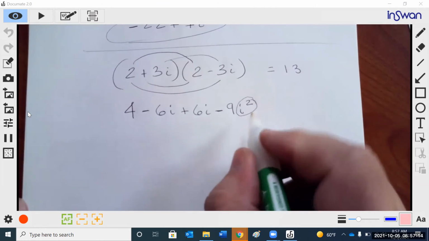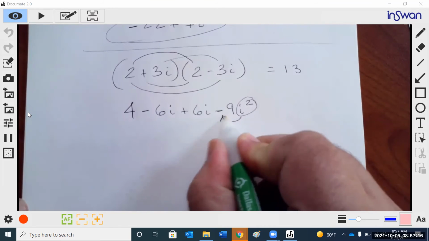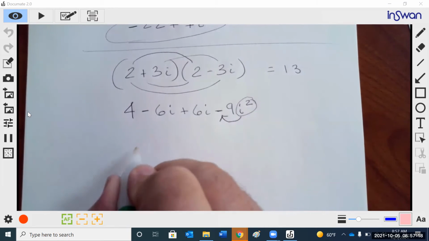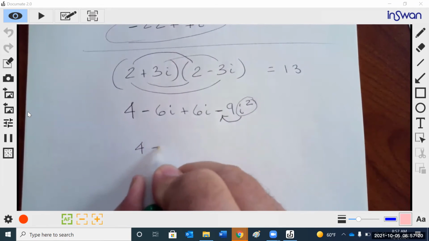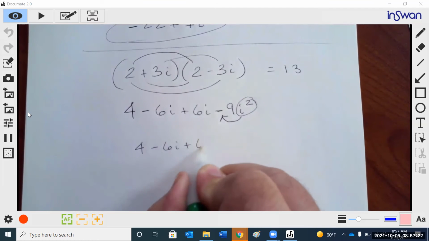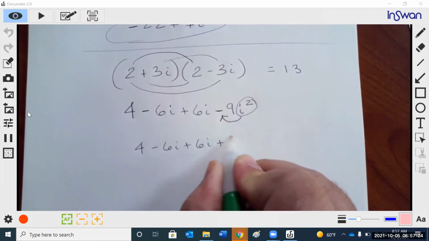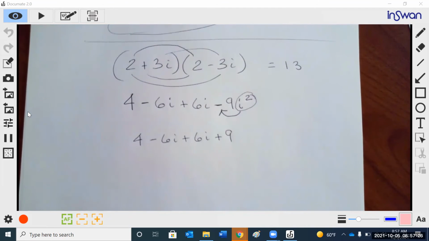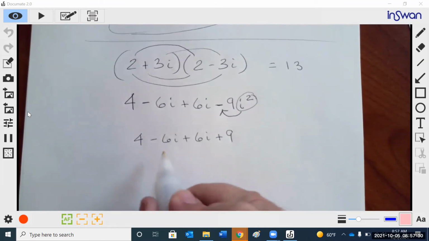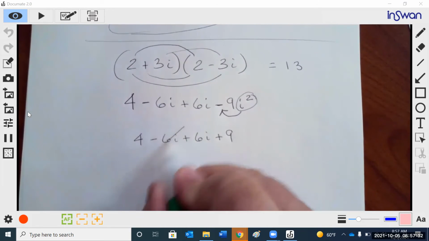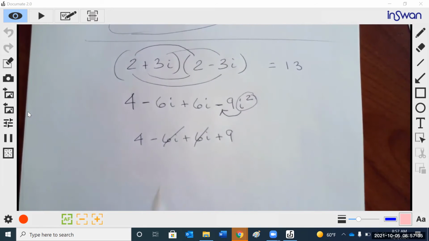Again, this i squared, all it really does is change the sign in front of the coefficient. So it's 4 minus 6i plus 6i plus 9. What happens to the 6 i's? Negative 6 plus 6, they zero out.